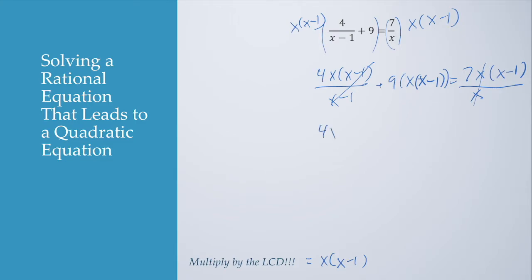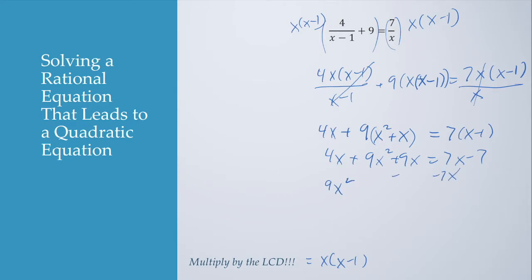So I have 4x plus 9 times x squared plus x equals 7 times x minus 1. Okay, let's do some multiplying. 4x plus 9x squared plus 9x is 7x minus 7. Let's combine like terms. 9x squared plus 6x plus 7 equals 0. Okay, so now I have a quadratic equation and I can solve that.